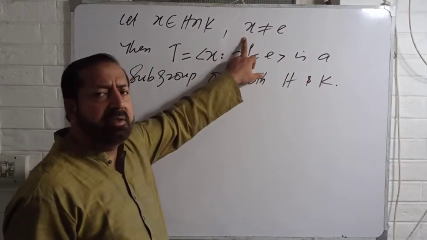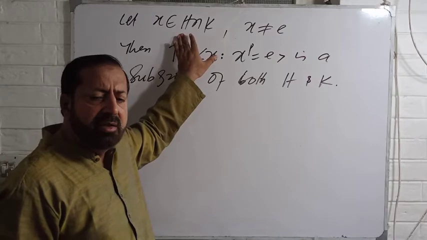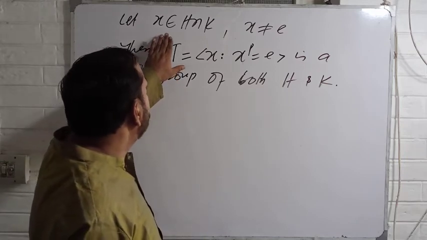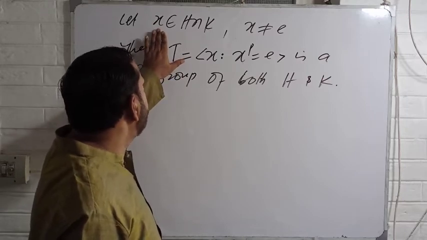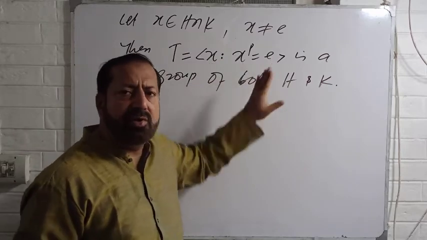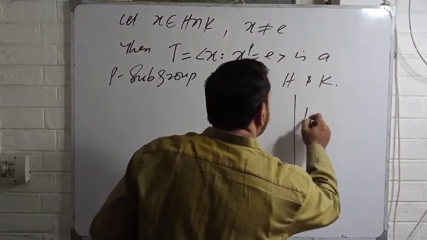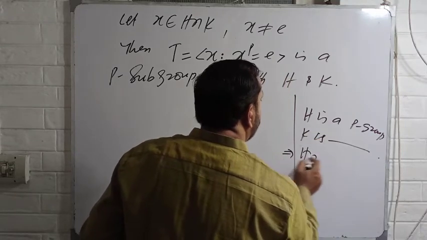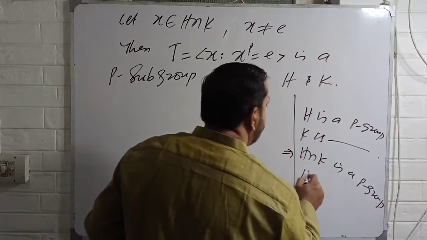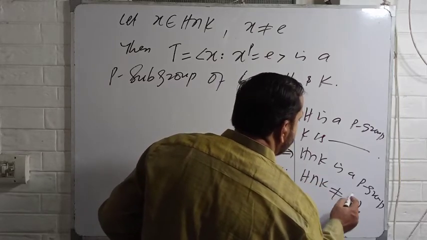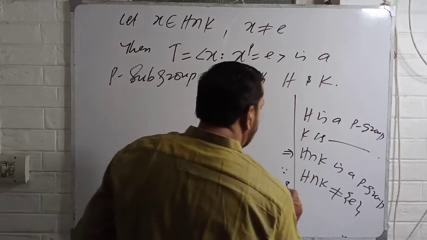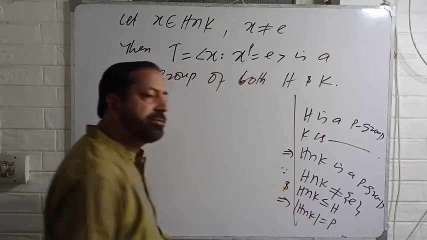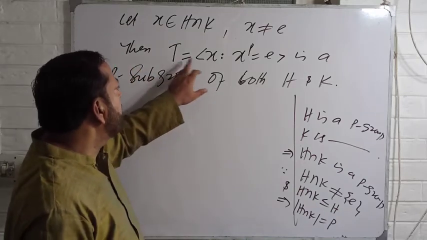And that's why x must be, since x is an element of H as well, some power of a, right? So that's why, taking the identity, if you take x, then x to the power p must be equal to e. The logic is that H is a p-group, K is a p-group, so H intersection K is a p-group. Since H intersection K is not equal to the identity, and H intersection K is a subgroup of H, this implies the order of H intersection K must be equal to p, right? Therefore, you can write T such that x to the power p is equal to e.